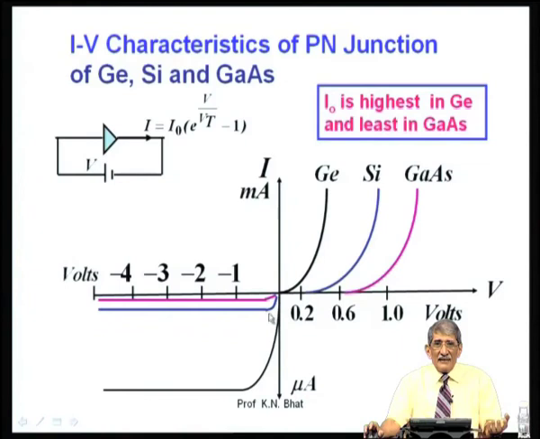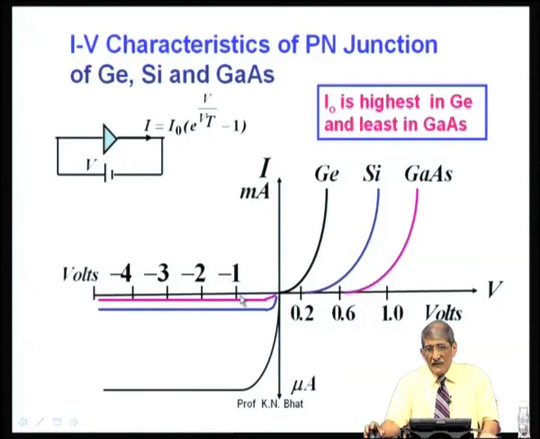But there are other ways of sorting out this problem now. Silicon, you can go to even about 150 degrees centigrade without worrying about its operation. It will still work as a diode. If you go to gallium arsenide, even 200-250 degrees centigrade, it will work as a junction.